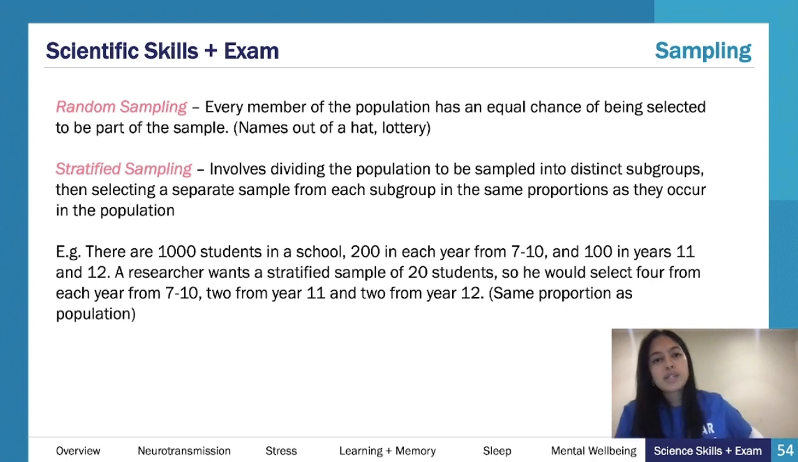So random sampling is that everybody in the population has an equal chance of being selected. Stratified is I'm choosing the number of people in accordance with their proportions in the group. So if in the population of Victorians I've got double the amount of 50-year-olds as 60-year-olds, in my sample I'm going to have double the amount of 50-year-olds as I do 60-year-olds.